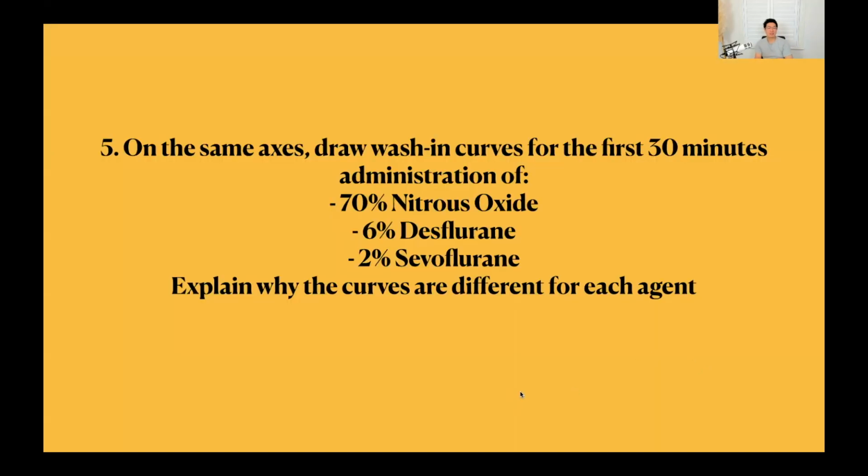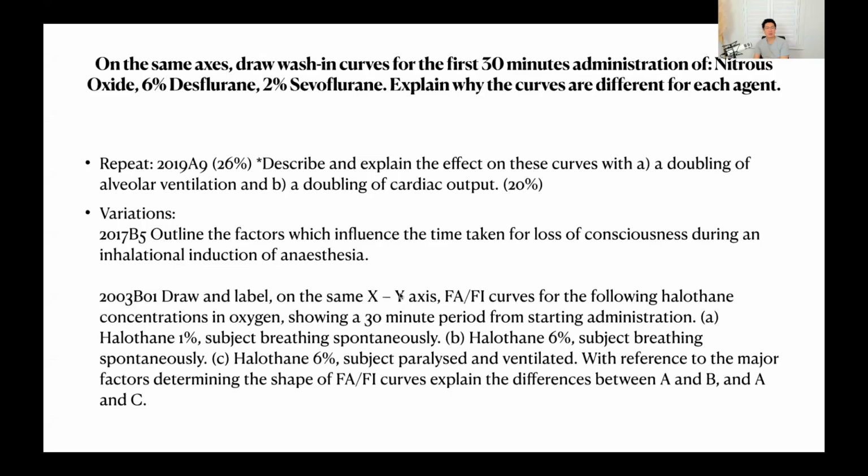Question number 5. So this is an intermediate question. On the same axes, draw washing curves for the first 30 minutes. Administration of nitrous oxide, 70% nitrous oxide, 6% Desflurane, 2% Sevoflurane. Explain why the curves are different for each agent. And this was a repeat question.